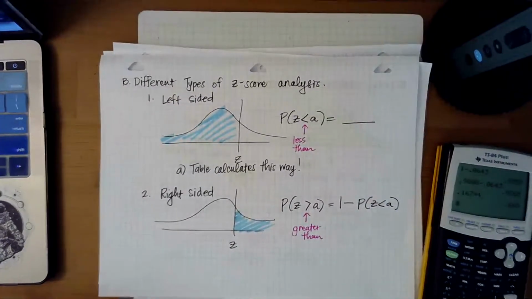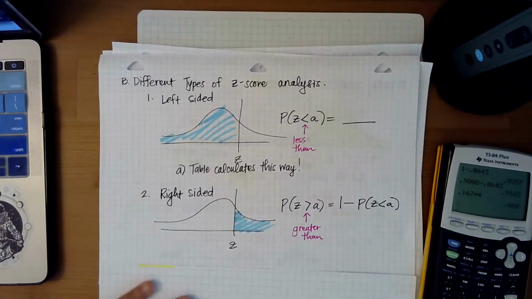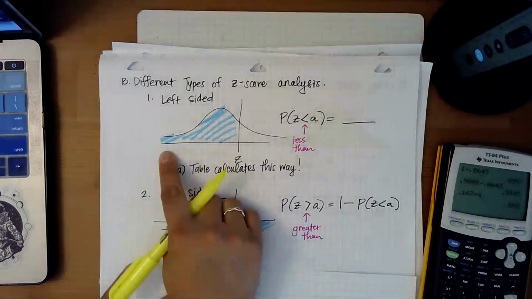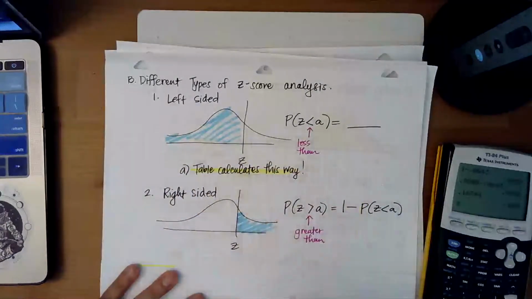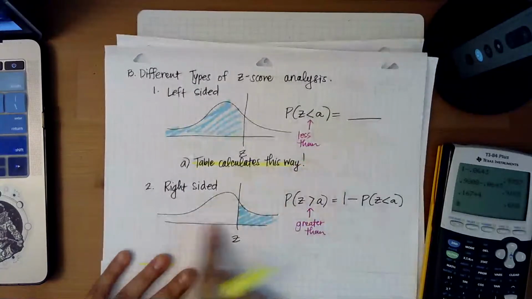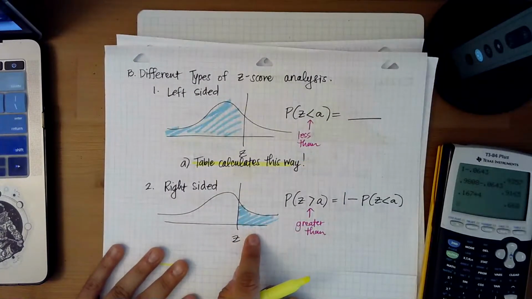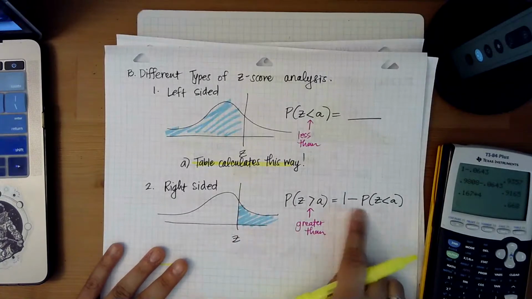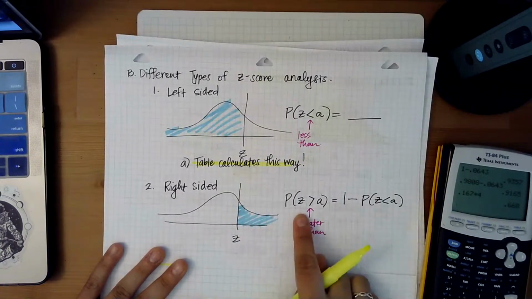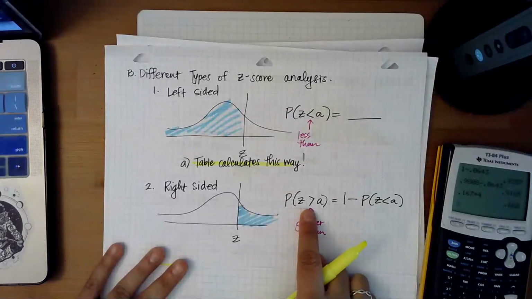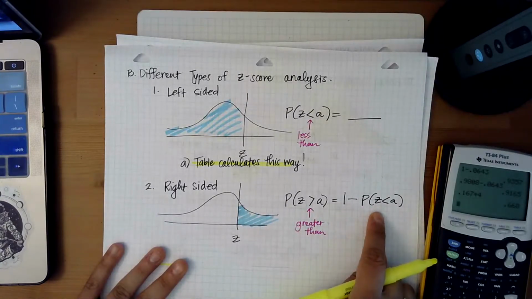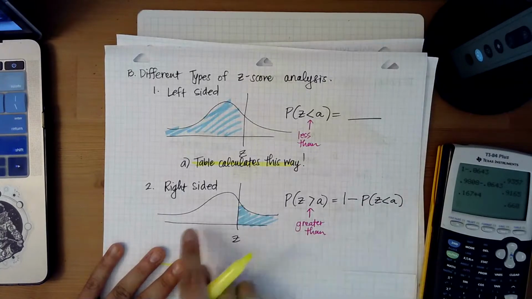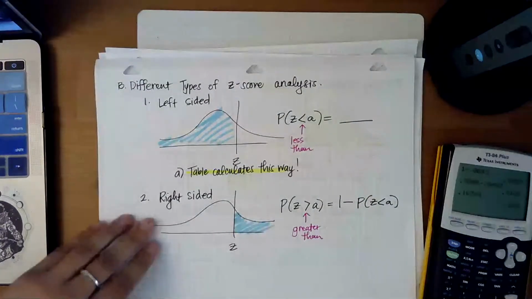So moving into the types of analysis for z-score analysis. Again, left-ended, and this is the one the book used. The tables that give you the calculations are left-ended. To use right-sided analysis, we have to use that complement of the left-sided. So again, to find the probability of z being greater than a, that means 1 minus the probability of z being less than a. And it's exactly what we just looked at right now.